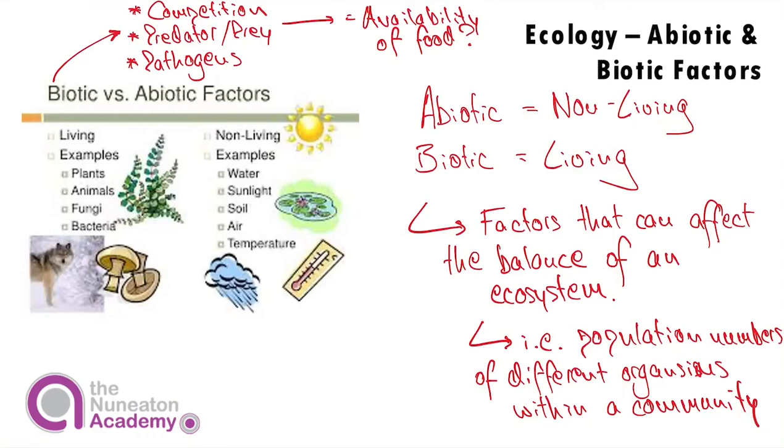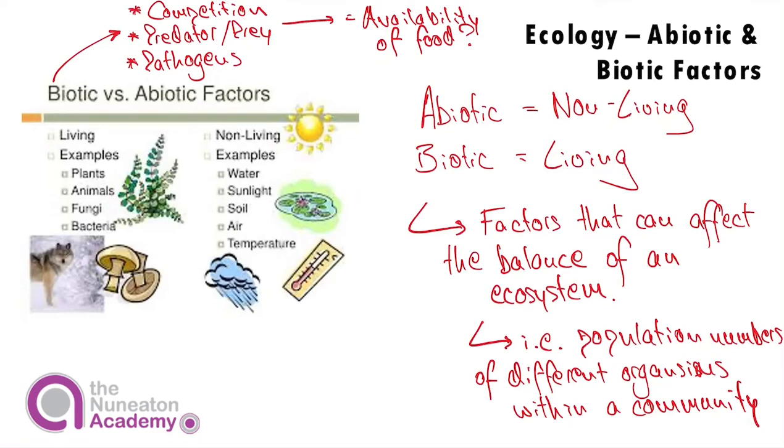And this is often due to the idea of interdependence that we talked about last lesson, in terms of these organisms being dependent on each other for survival. Now, they are split into these two categories. Abiotic factors are non-living things that can affect the balance of an ecosystem, whereas biotic factors are living things that can affect the balance of an ecosystem.